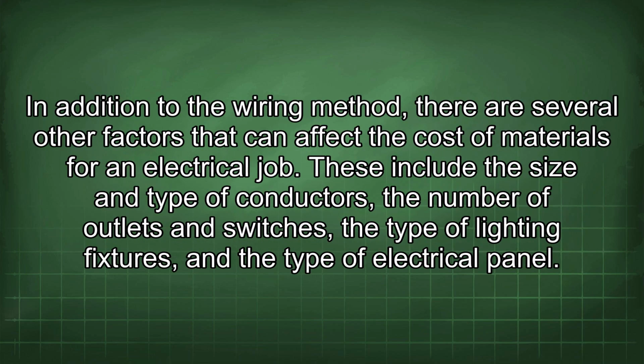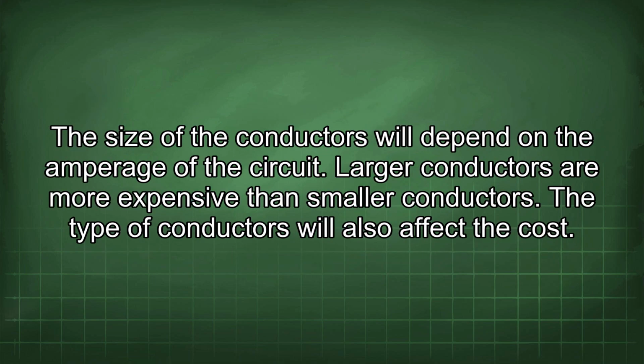In addition to the wiring method, there are several other factors that can affect the cost of materials for an electrical job. These include the size and type of conductors, the number of outlets and switches, the type of lighting fixtures, and the type of electrical panel. The size of the conductors will depend on the amperage of the circuit. Larger conductors are more expensive than smaller conductors. The type of conductors will also affect the cost.